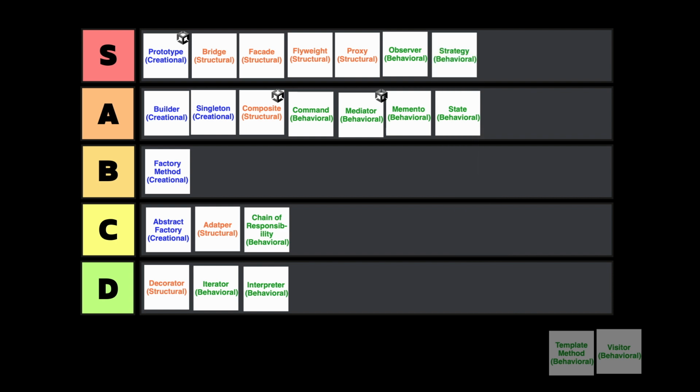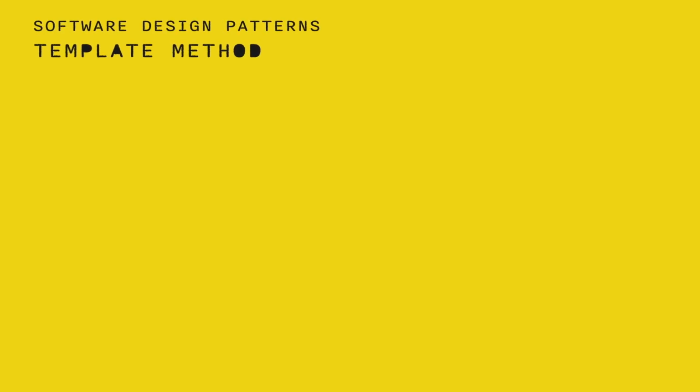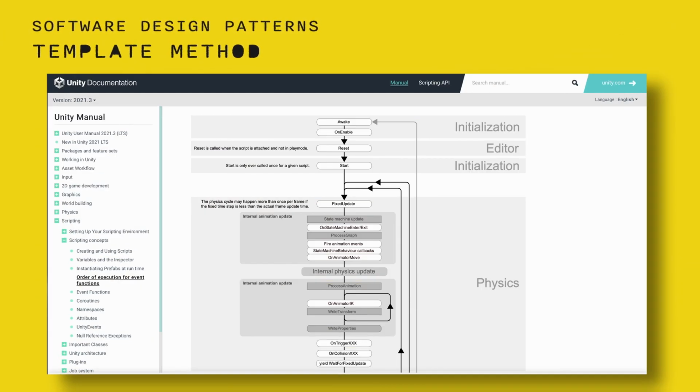Second last pattern is the template method. I think the best way to explain this pattern is through mono behaviors. Again, the template method defines a skeleton of an algorithm. That's the mono behavior class. And then you can subclass it and override specific steps of the algorithm. But you are not allowed to change the structure of the algorithm.